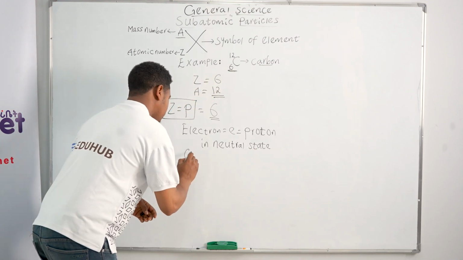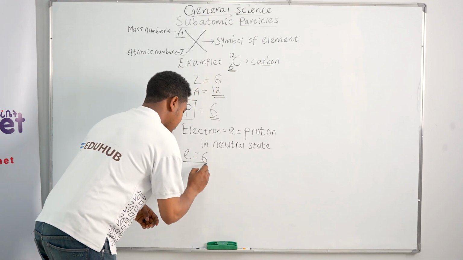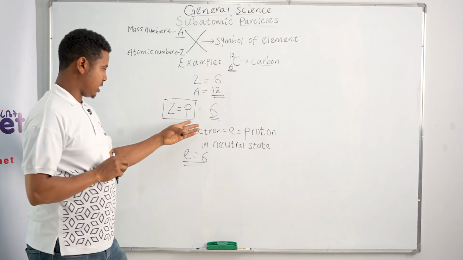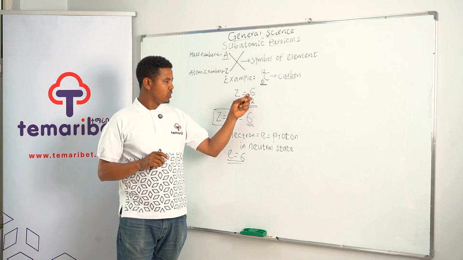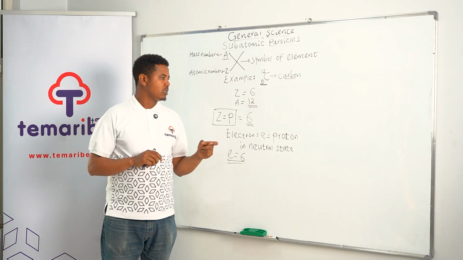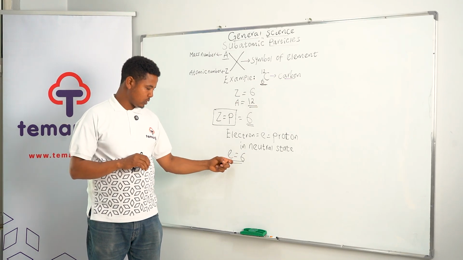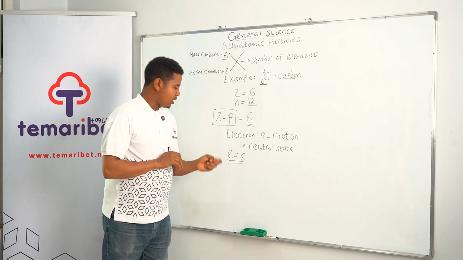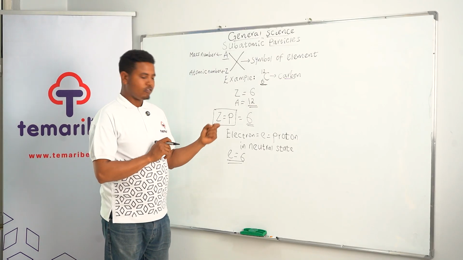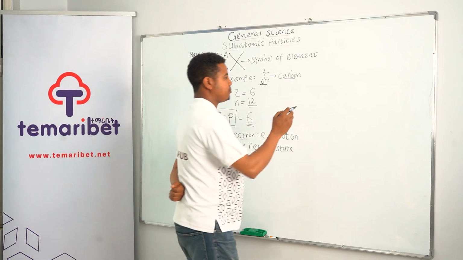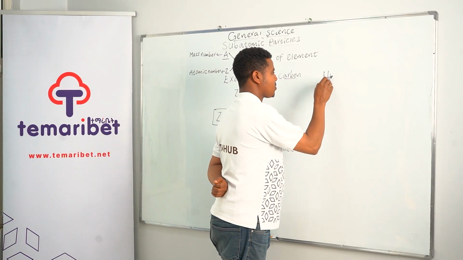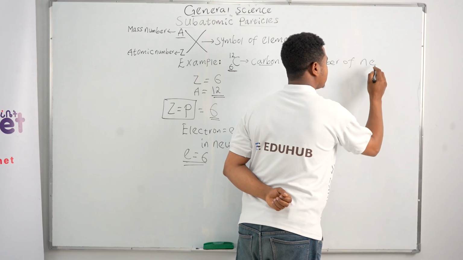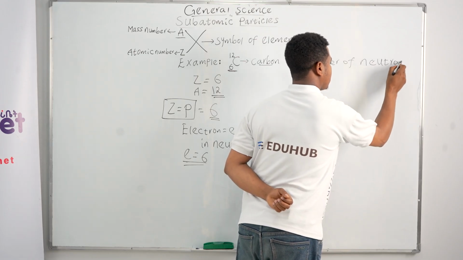So the number of electrons here is 6, the same as the protons, because the proton number is equivalent to the atomic number, 6. So the electron number is also 6, because there is no charge. Now, how do we calculate the number of neutrons from the mass number and atomic number?